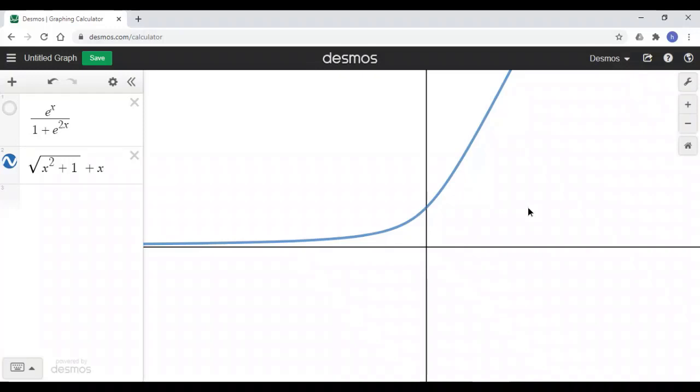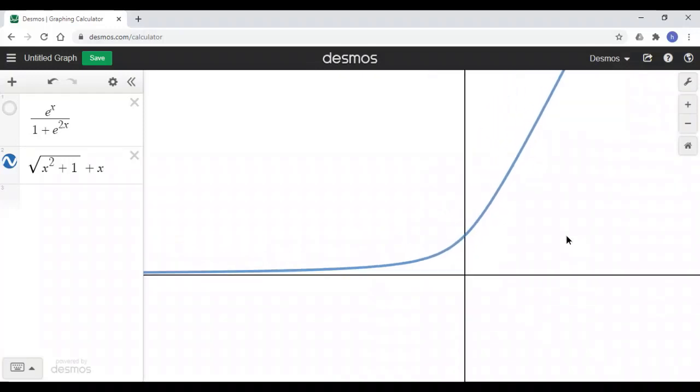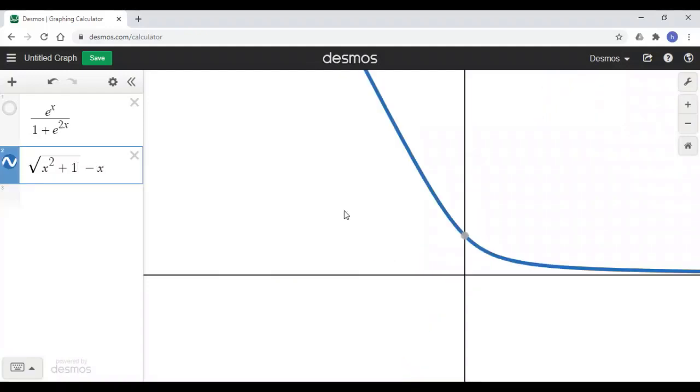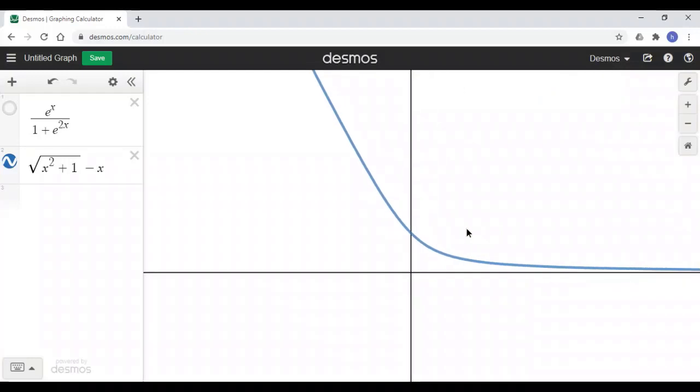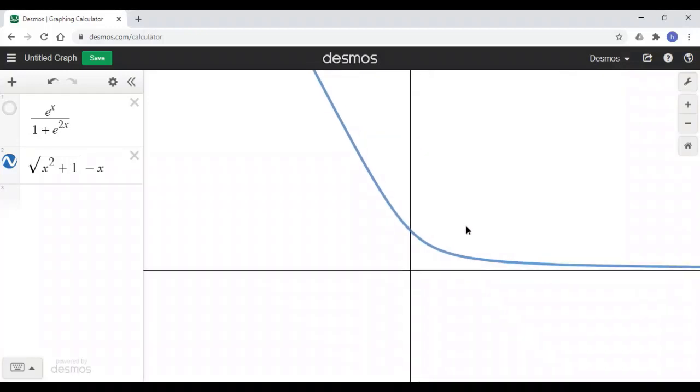So this function, actually let me change this to minus x, because that was the one that we did in our example itself. Okay, so this function, square root of x squared plus 1 minus x, is among the examples that we have already done.